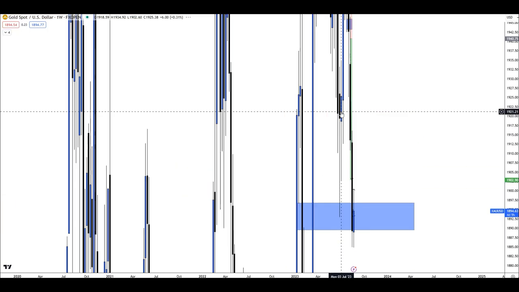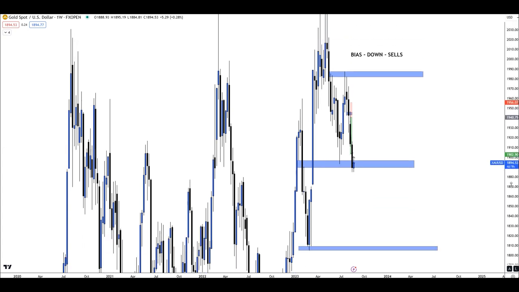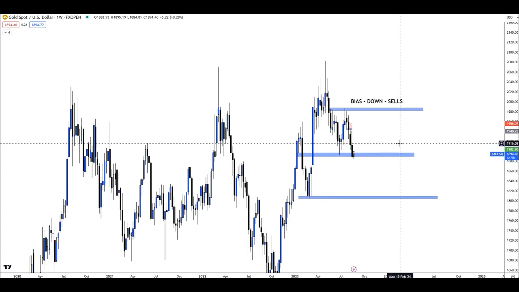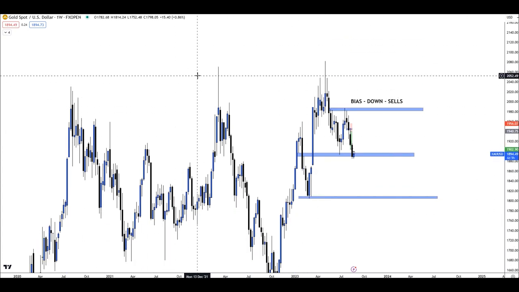So that is basically how we can do top-down analysis with market structure to then allow you to extend your targets when it comes to picking positions, and also where to enter and get out.